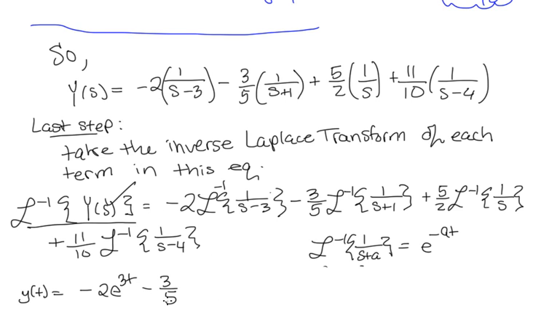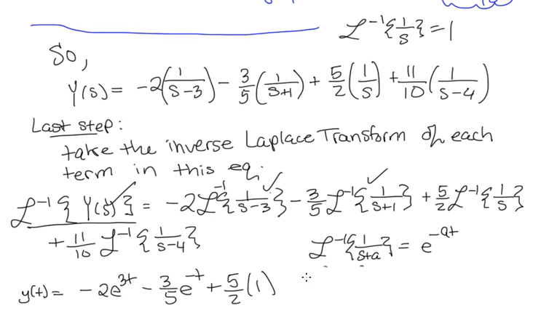Minus 3 over 5 times the inverse Laplace transform of 1 over s plus 1, which is just e to the negative t. Using this, we got that. So we did that and that, plus 5 over 2. So then the inverse Laplace transform, it's really good to know. I mean, if you had a chart, you can see that the inverse Laplace transform of 1 over s is just 1.